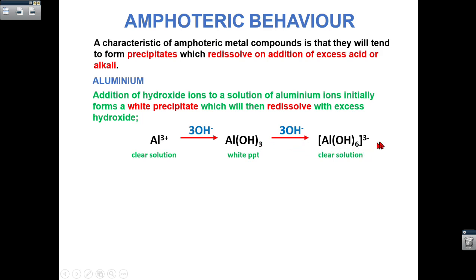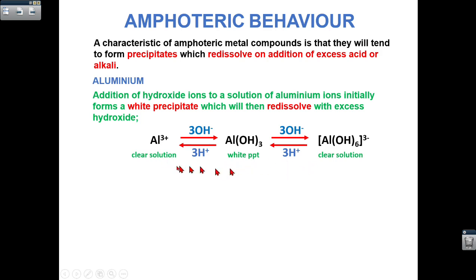Obviously we can reverse this by the addition of acid, so if you add acid and H plus ions to the clear solution, you will reform the precipitate of aluminium hydroxide, and you would form water molecules in that process as well. And if you keep on adding acid to that white precipitate, you can form a clear solution again of aluminium ions and more water molecules.